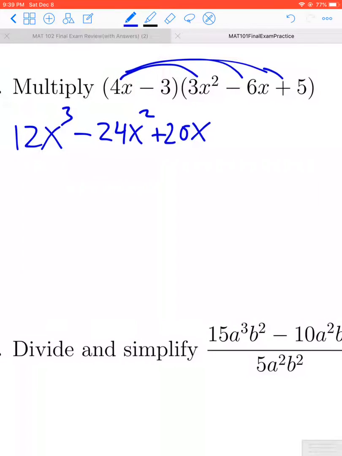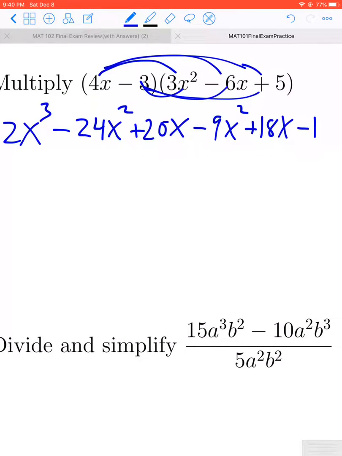20x. I'm now going to repeat by distributing the negative 3 into that second parenthesis. Negative 3 times 3x squared will give us a negative 9x squared. Negative 3 times negative 6x will give us a positive 18x. And then negative 3 times positive 5 will give us a negative 15.